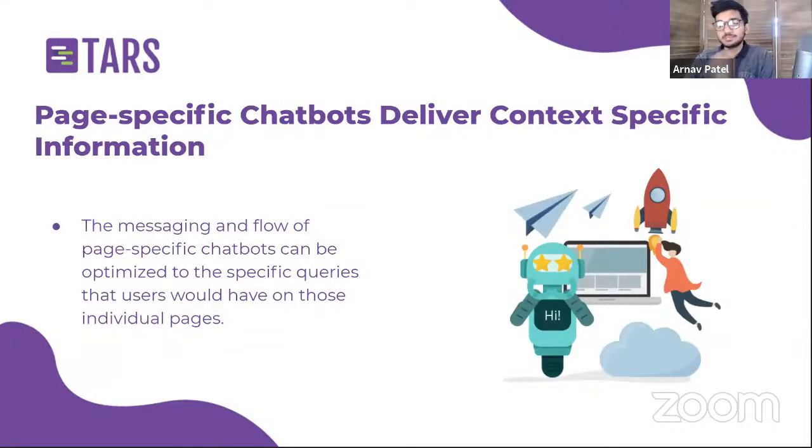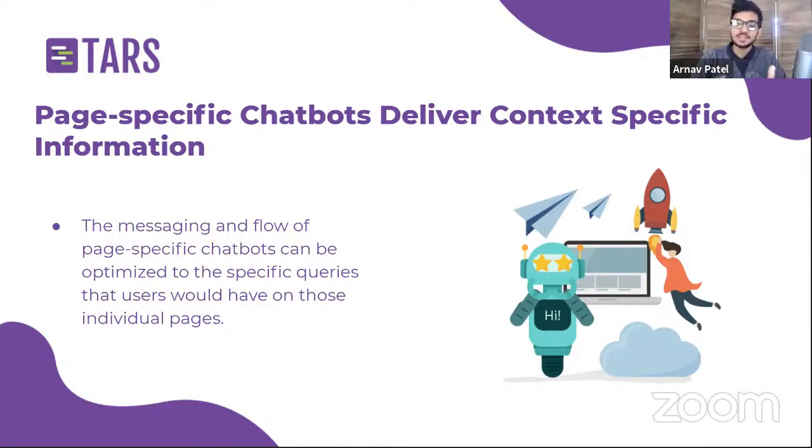So using page specific chatbots, that's chatbots that are specific to individual pages, that have specific customized conversational flows targeted at people who are on individual pages on your website, what you can do is deliver that context-based messaging. You can have separate messaging. You can have separate lead generation flows.